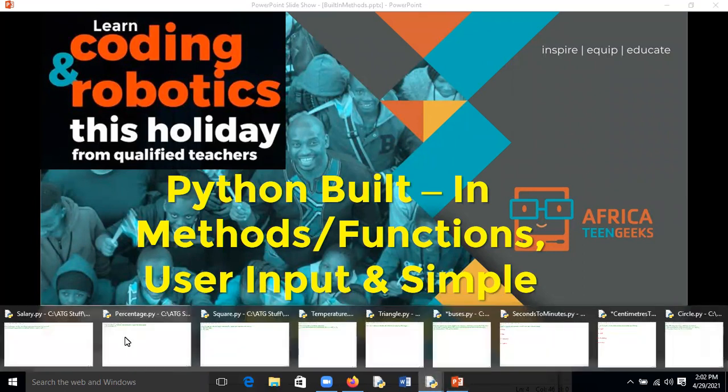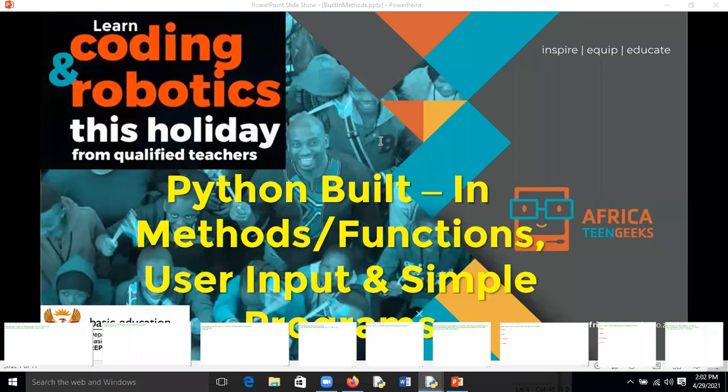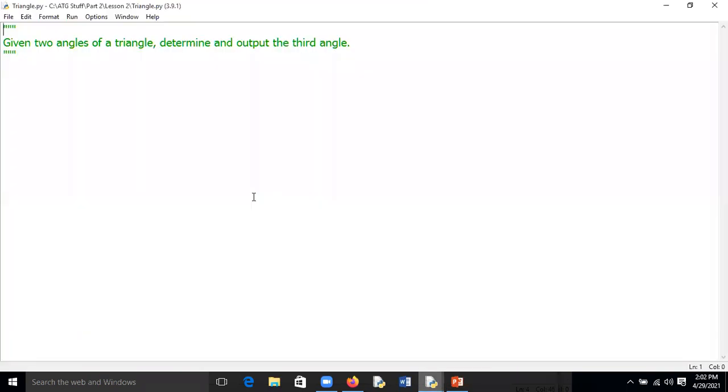The first program we're actually going to be looking at is: given two angles of a triangle, determine and output the third angle. Now, this is simple mathematics, guys. So we need to determine the third angle. And from mathematics, we know that in any triangle, the three angles add up to 180 degrees.